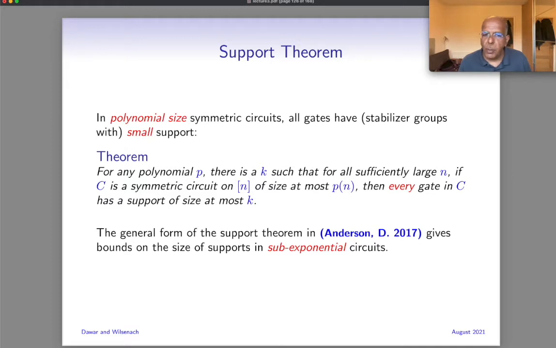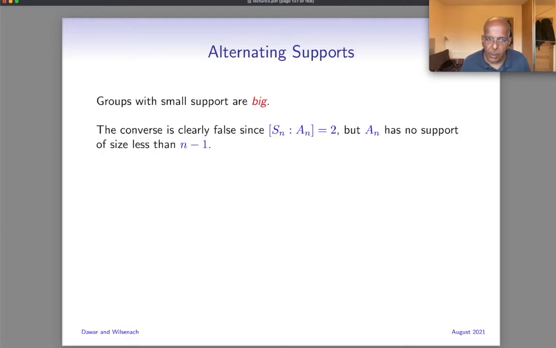The general form of the support theorem we prove actually gives size of supports in sub-exponential size circuits, and we have been able to push this all the way up to exponential bounds as well, and I'll say a little bit more about that later.